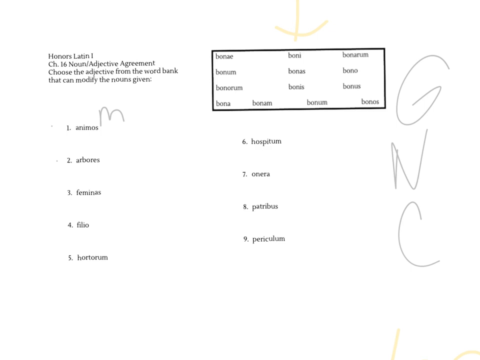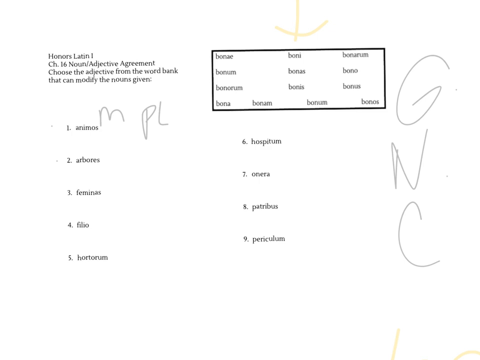The next thing we want to do is figure out the number. Is this word animos singular or plural based on how it is written? If you have your chart out in front of you, which is a very good idea to do, you would be able to tell that this ending is a plural ending. And the next thing we need to do is figure out the case. So you do need to know the declension in order to figure out the case.